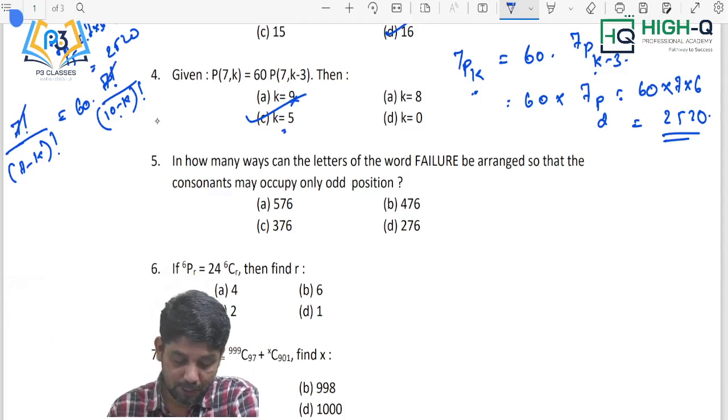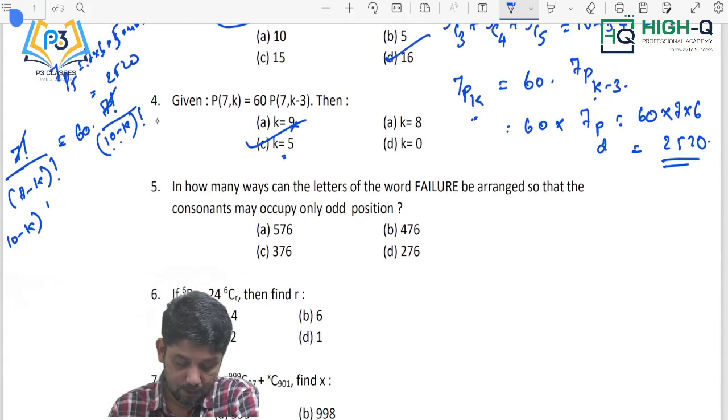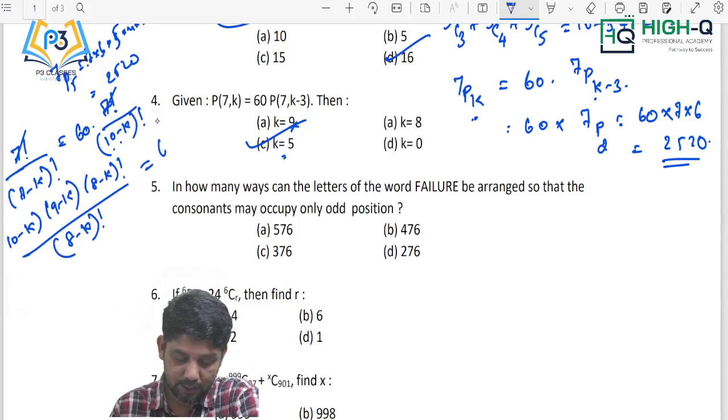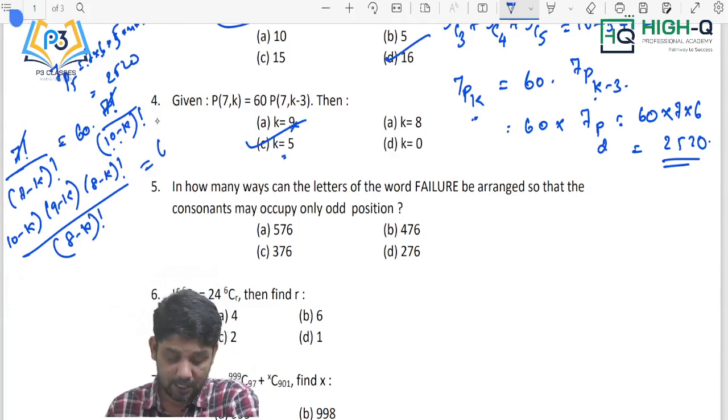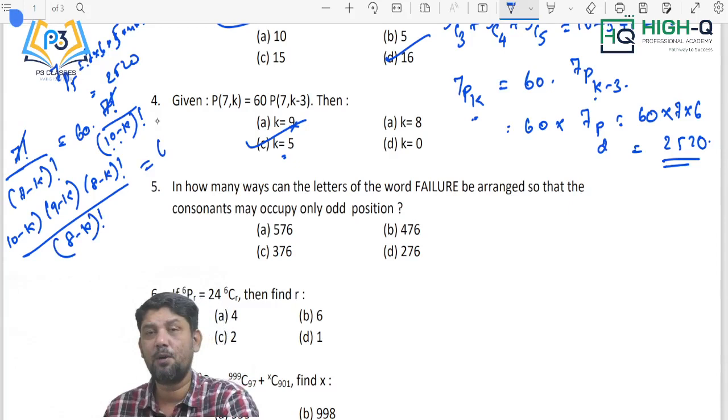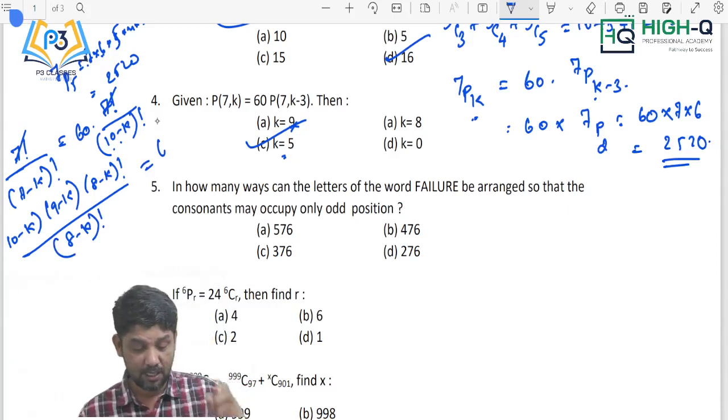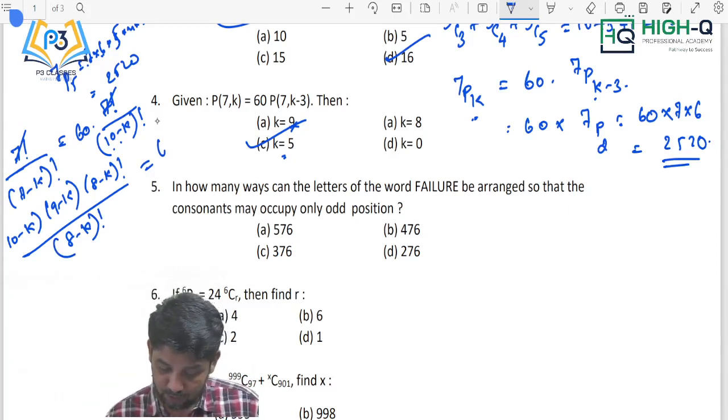Now cross multiplication, what exactly will you get? (10 minus k) factorial will come in the numerator. Then (10 minus k)(9 minus k)(8 minus k) factorial divided by (8 minus k) factorial is equal to 60. What is 60? See, the left hand side is a product of consecutive numbers. How can we write 60 as a product of consecutive numbers, my dear?